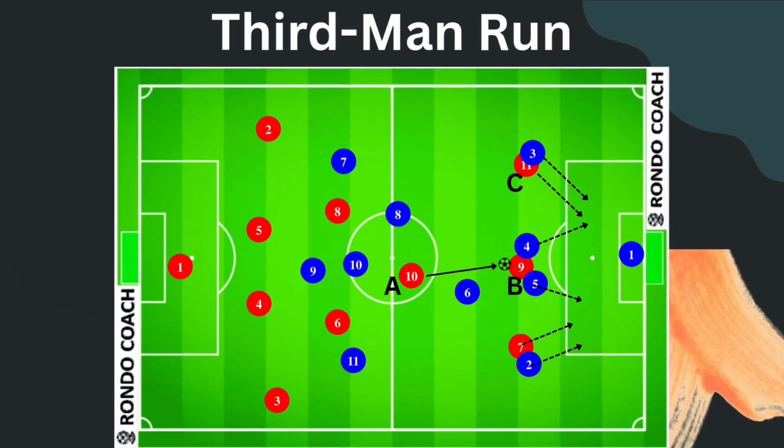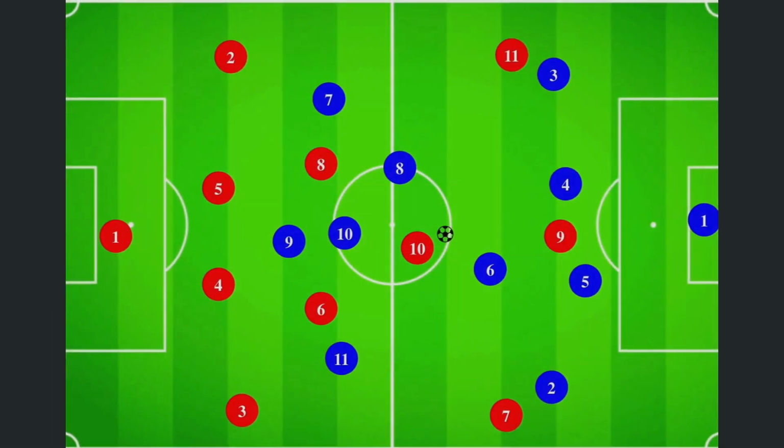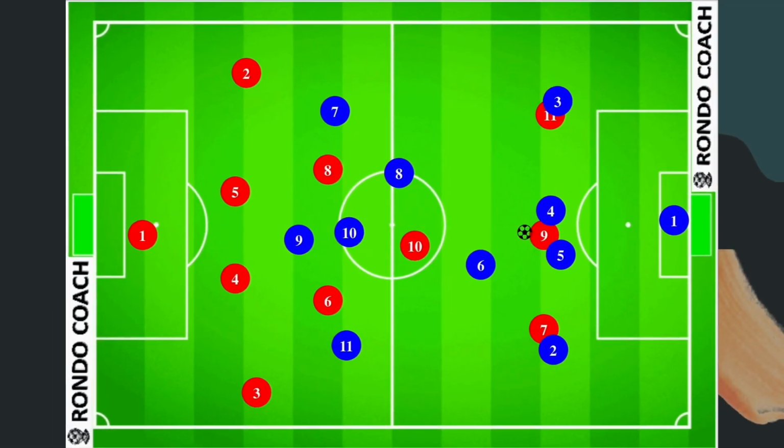Third man run. Player A crosses to B, who quickly sets it up for C, who's making the run from deep. C arrives into space that the defenders never saw coming. If the defenders see them, then they'll track them back and open space for other players.